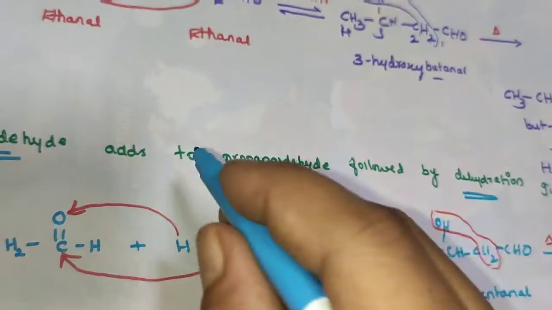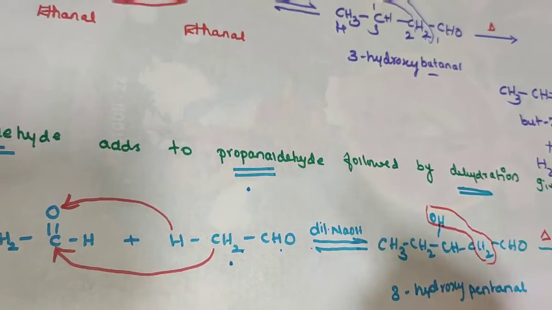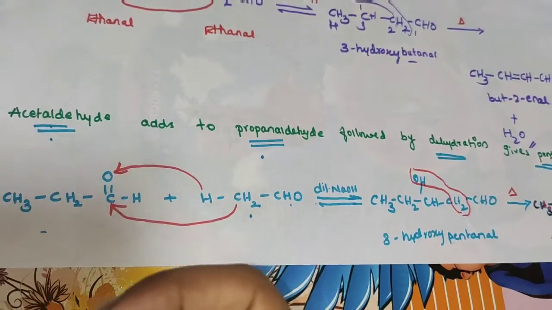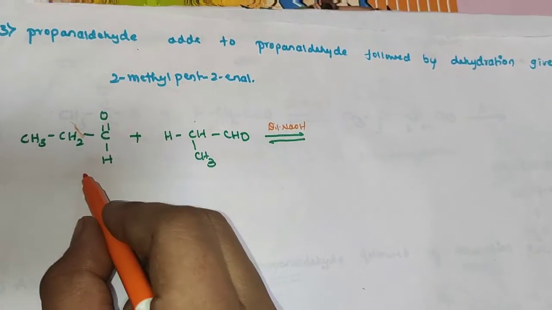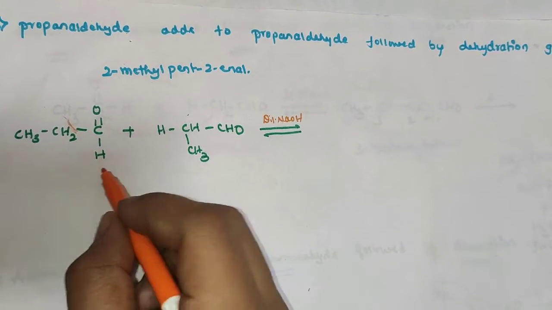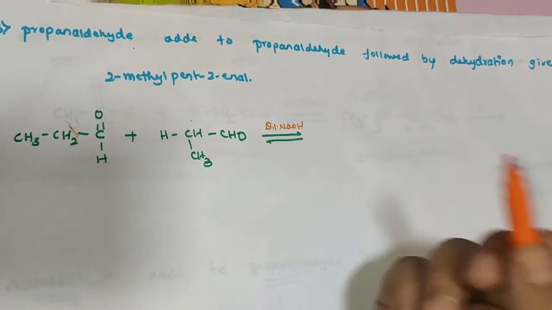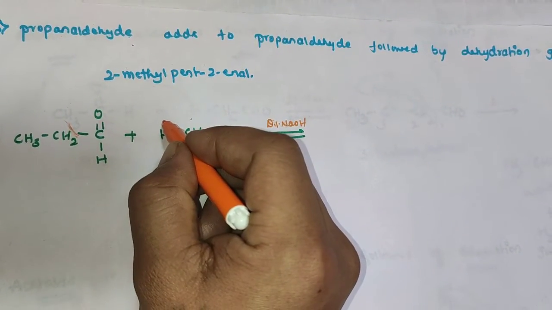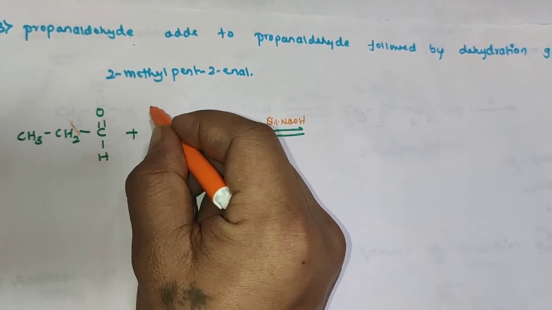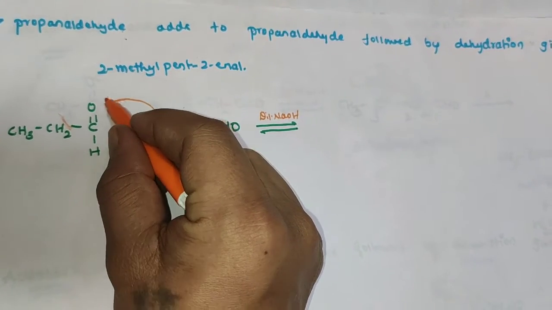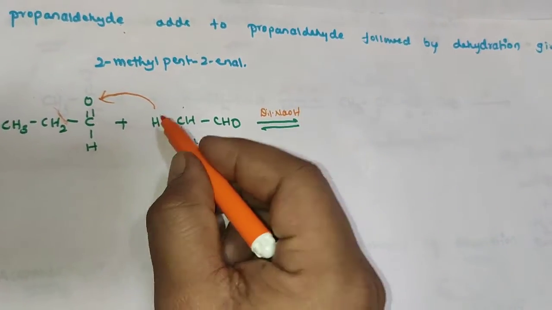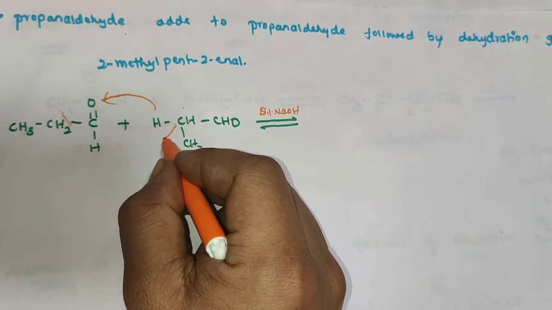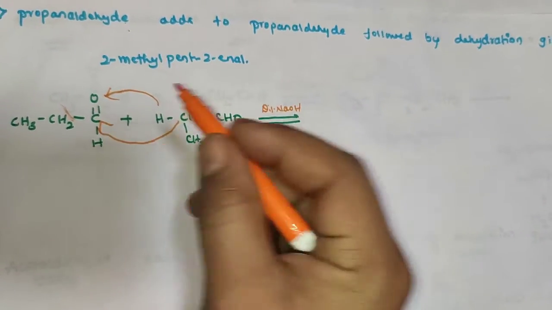Propanaldehyde adds to propanaldehyde followed by dehydration gives 2-methyl pent-2-enal. How will it be, let us learn about that. So now we take two reactants here, propanaldehyde and propanaldehyde. A similar process is carried out as usual in the acetaldehyde and acetaldehyde reaction. Here also a hydrogen atom is accepted by this oxygen atom, and this CH is bonded with this carbonyl carbon atom.